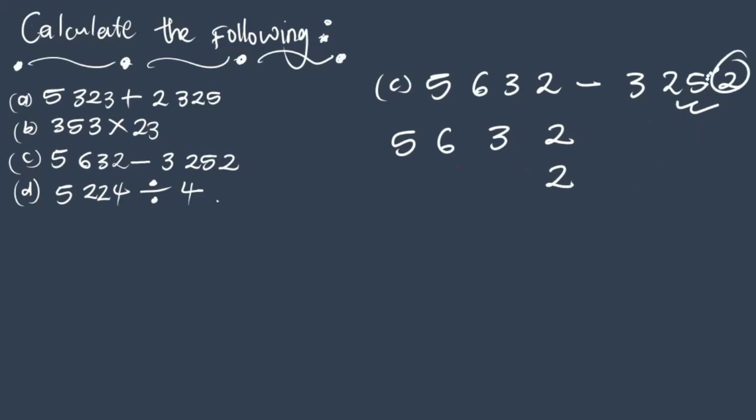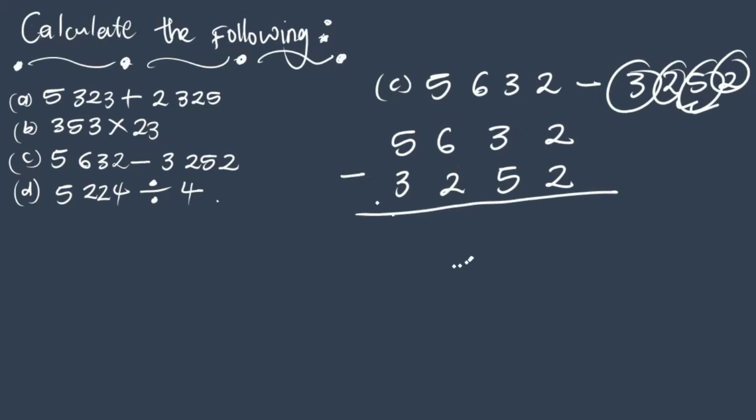We have a 2. We have a 5. You see how I'm aligning the values? We have a 2. And then we have a 3. You close your values, then you put a subtraction there. Then now you subtract. You're going to say this minus 2, that gives us 0.